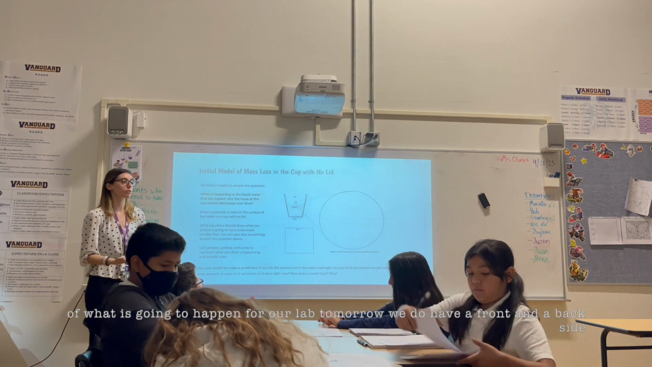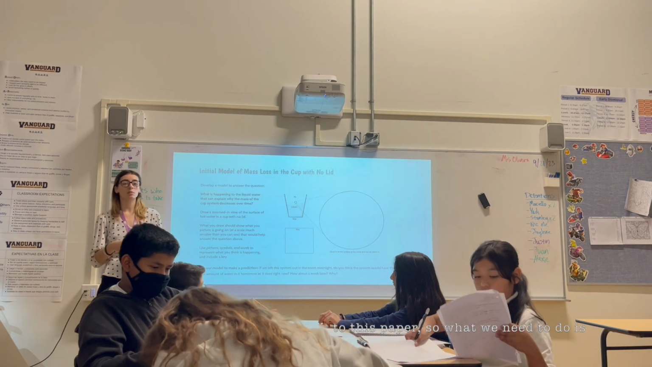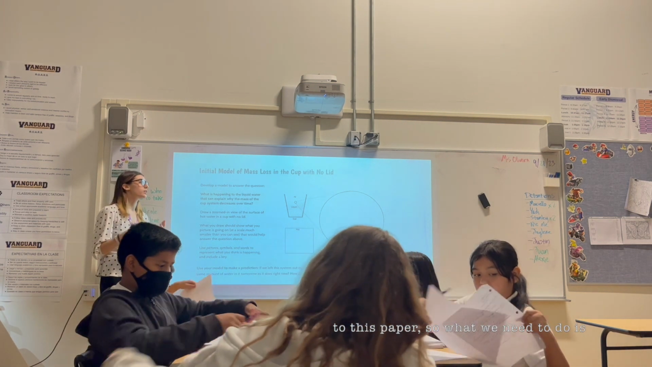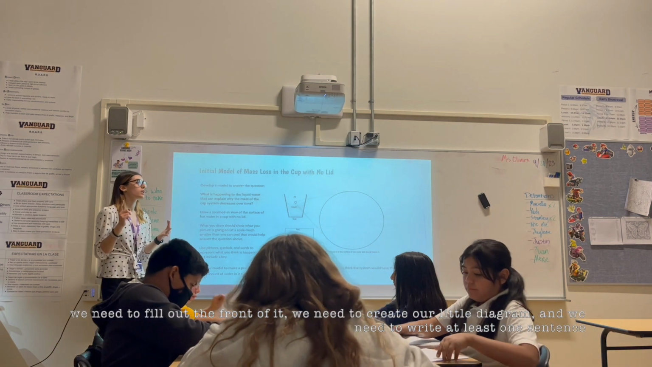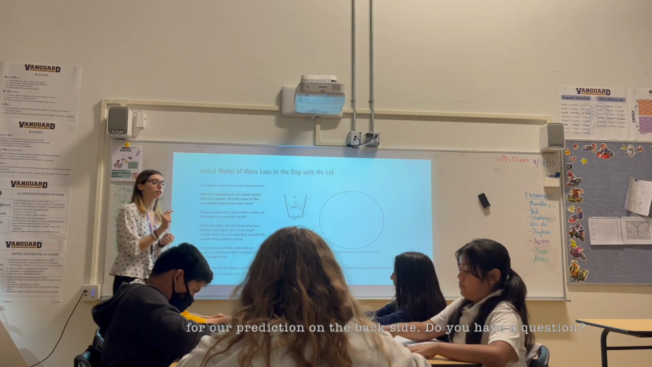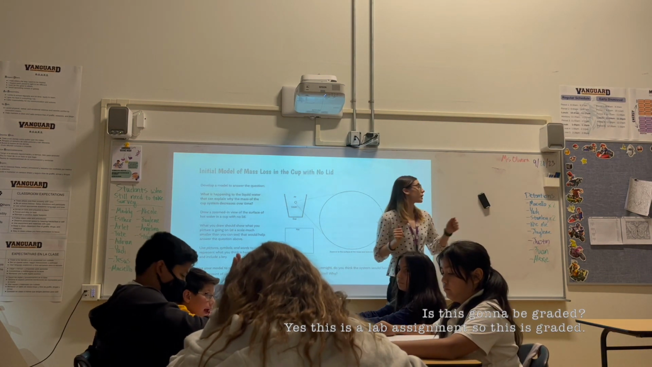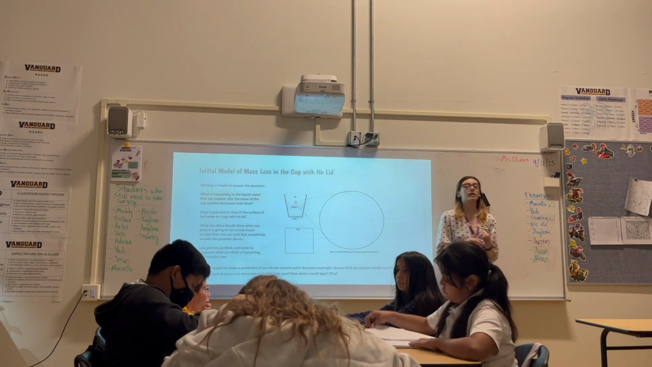Predictions of what is going to happen for our lab tomorrow. We have a front and a back side to this paper. So what we need to do is fill out the front of it, create our little diagram, and write at least one sentence for our prediction on the back side. You have a question? Is this going to be graded? Yes, this is graded. This is a lab assignment, so it is graded.